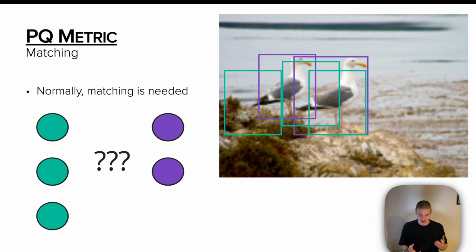So this is an example of metrics for object detection. So imagine that we have an image with 2 birds, 2 bounding boxes, and the model predicted 3 bounding boxes. So to match one to another, we need to solve this problem. So we need to decide how do we match them such that some sort of optimum is reached.